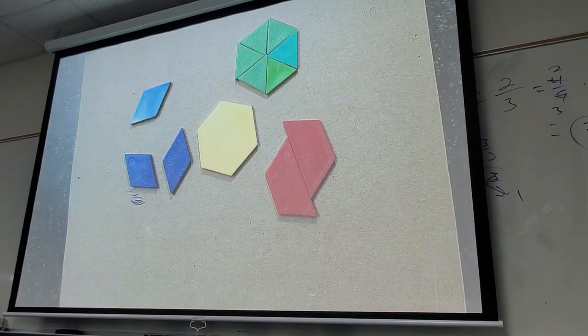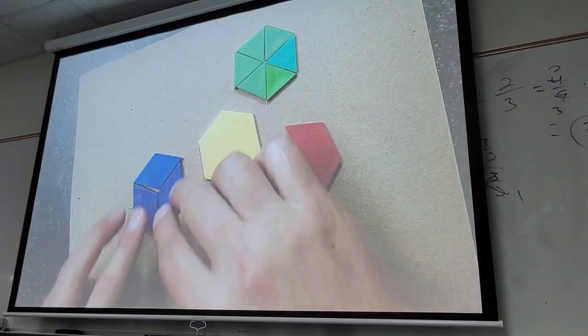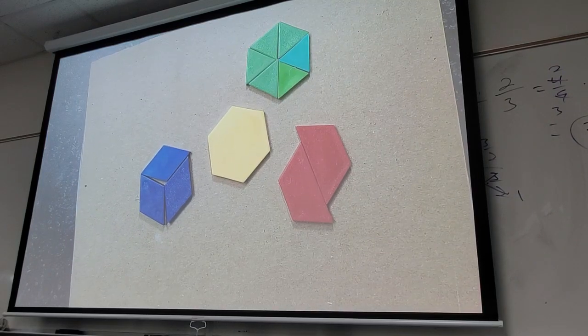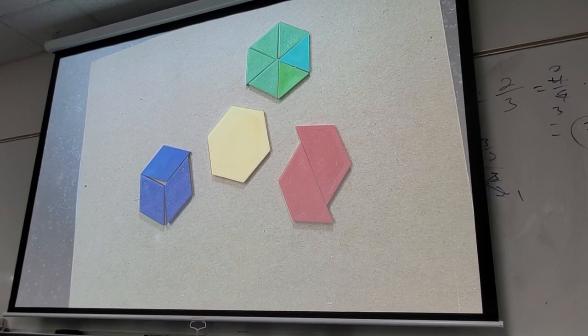So, how would you illustrate 1/2 times 1/3 with these pieces? How would you illustrate 1/2 times, or of, 1/3? Which piece is the 1/3 piece? The blue dude, right? Which piece do you get if you cut that in half? The green dude. Okay, good.